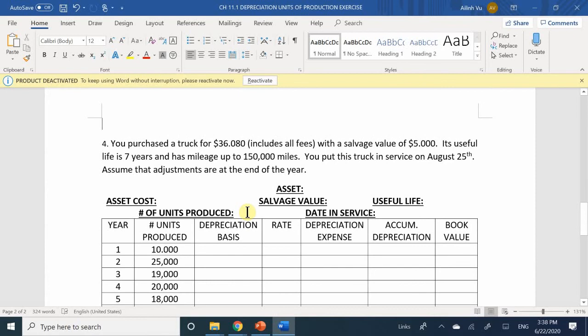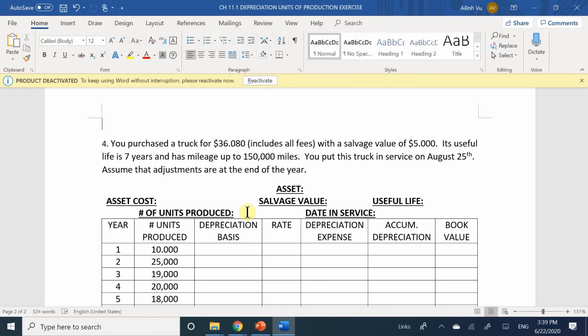Question number 4 says you purchase a truck for $36,080. This includes all fees and whatnot, so registration fees and all those are included, right? With a salvage value of $5,000, its useful life is 7 years and has a mileage up to 150,000 miles. You put this truck into service on August 25th. Assume that the adjustment entries are made at the end of the year.